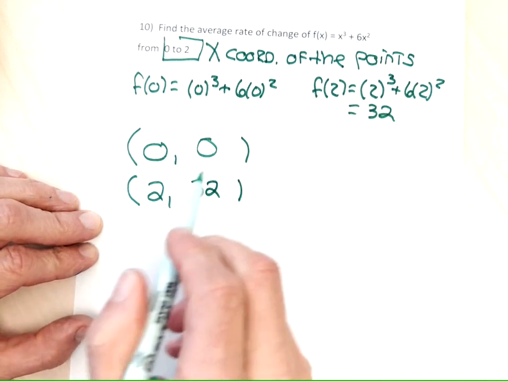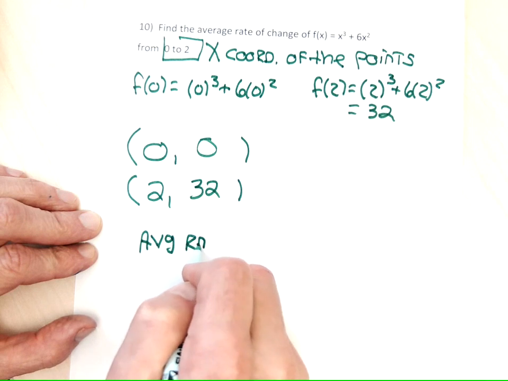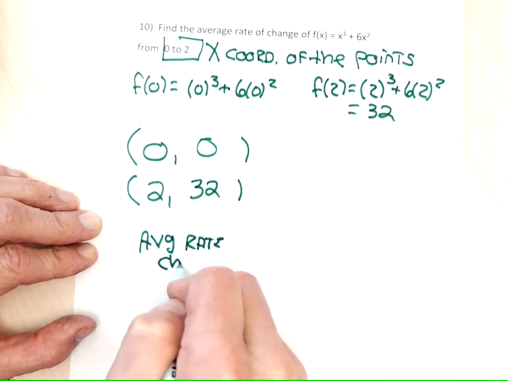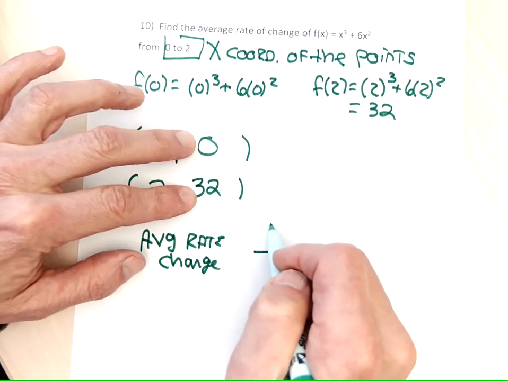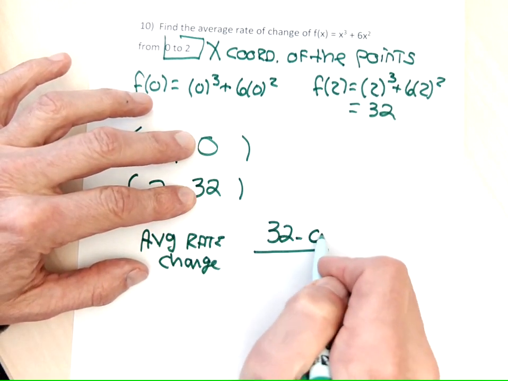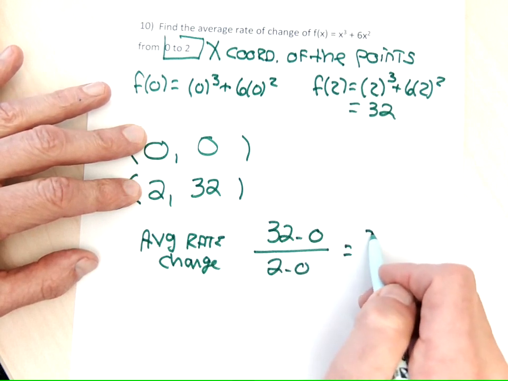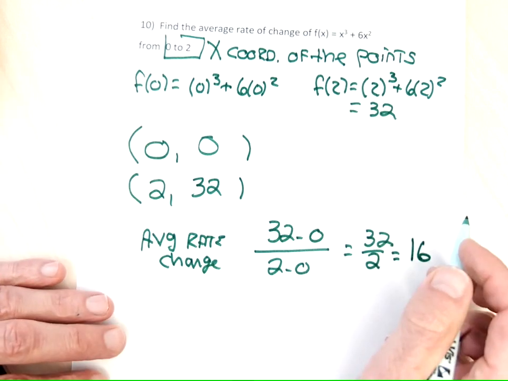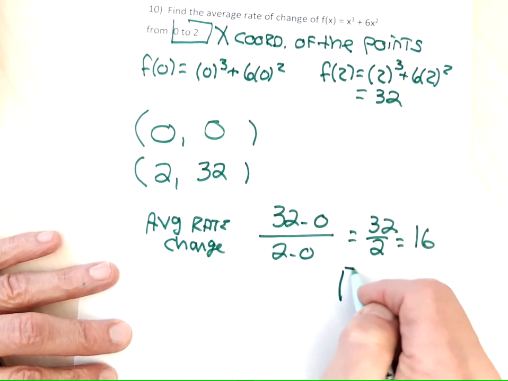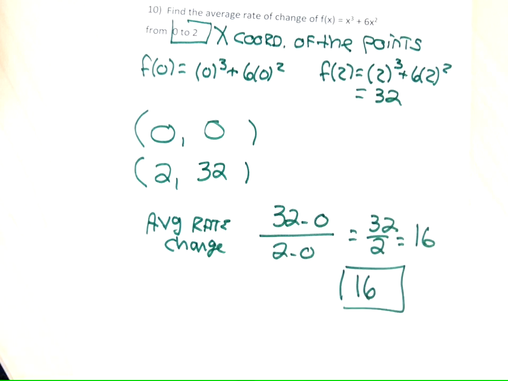The average rate of change is just the slope, just y2 minus y1 over x2 minus x1. So in the numerator, I'm going to subtract the y's, 32 minus 0. In the denominator, I'm going to subtract the x's, 2 minus 0. That's just going to give me 32 over 2, which is 16. The answer to problem 10, the average rate of change, is just the number 16. It's the slope of the line that connects 2 points.